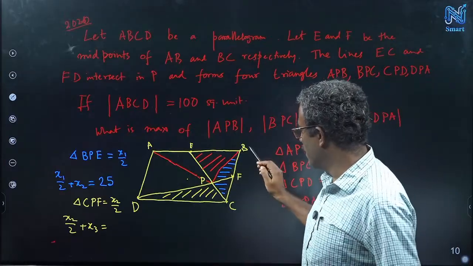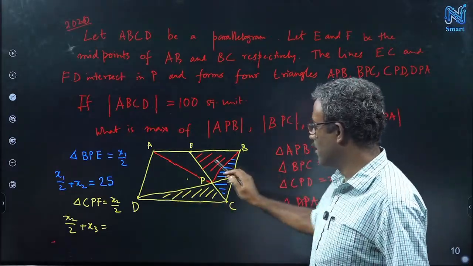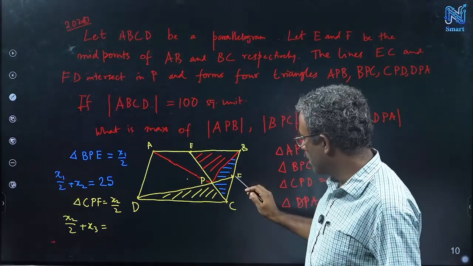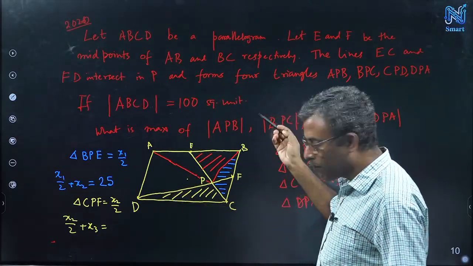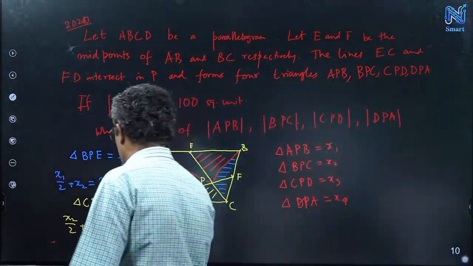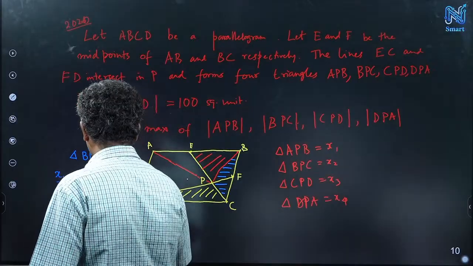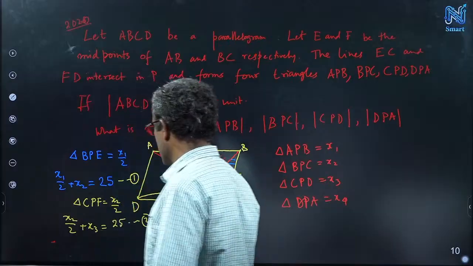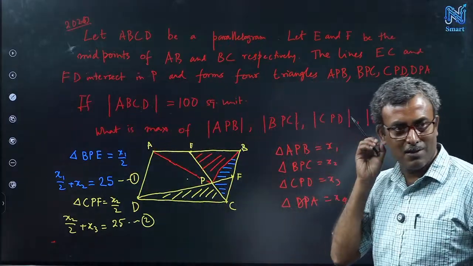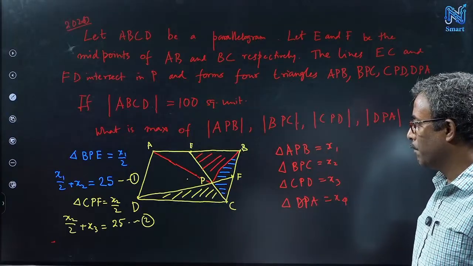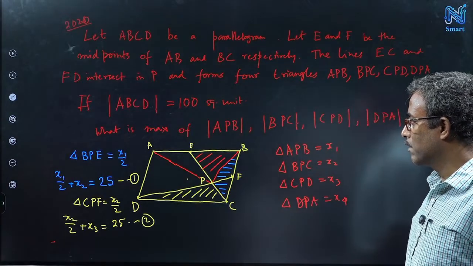Because it is actually that BCD is 50, whole is 100, BCD is half of this 100, and again FDC is half of BCD, so 25. We have equation 1, equation 2. Any other equation? You need 4 equations to find x1, x2, x3, x4. What are the other equations?